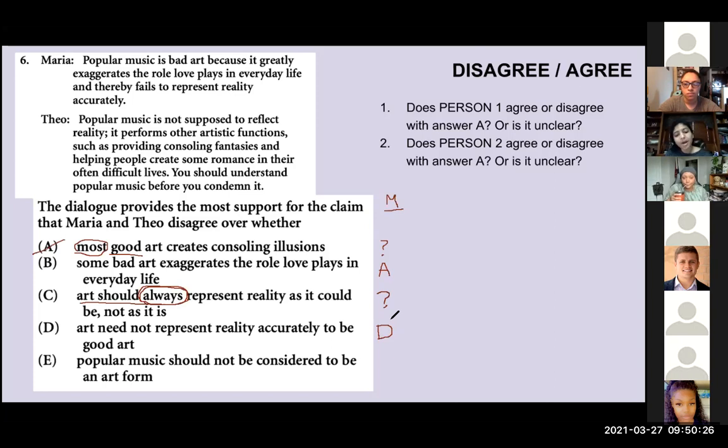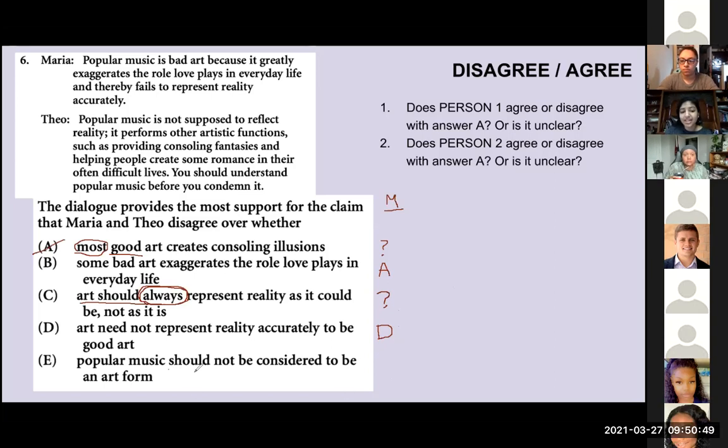And then the last one, E, popular music should not be considered to be an art form. What do we think about that one? Does Maria say popular music isn't an art form? She just says it's bad. Does she say anything about whether it should or should not be considered an art form? No, I don't think we know that. I guess she considers it an art form because she said it's bad art. So maybe we can put disagree for this, but it doesn't seem as straightforward as D or B, if that makes sense.